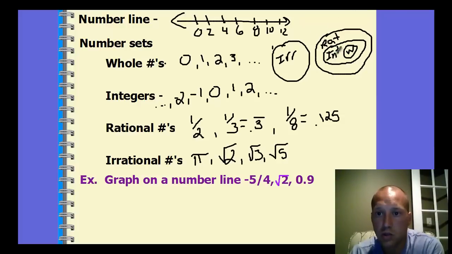So there are some integers that are not whole numbers. There are some rational numbers that are not integers. Whole numbers are integers, but integers are not whole numbers. Can you see how that plays?